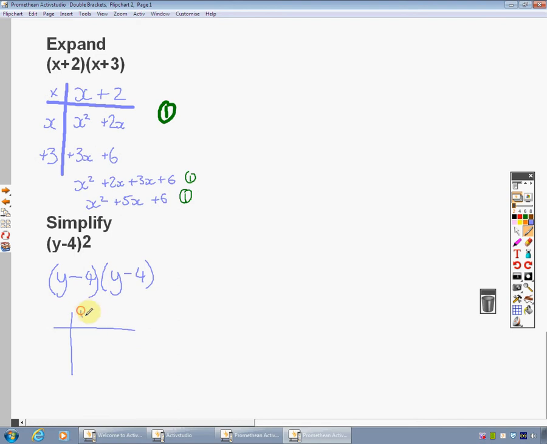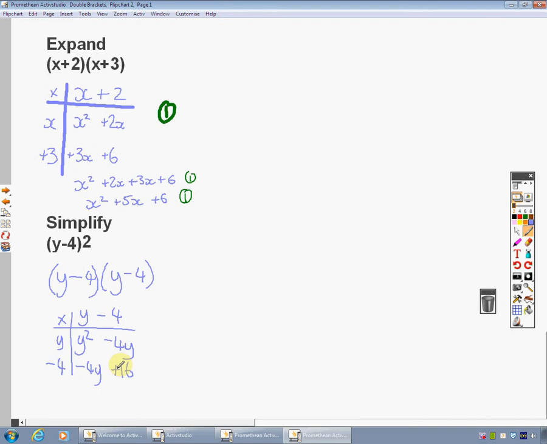y minus 4, y minus 4. I haven't even got anywhere about where the 4s go because it's exactly the same. y times y is y squared. 4 times y is 4y, so it's minus 4y. 4 times y is 4y, but it's minus 4y. Then 4 times 4 is 16, and a minus times a minus is a plus. Let's not forget that.